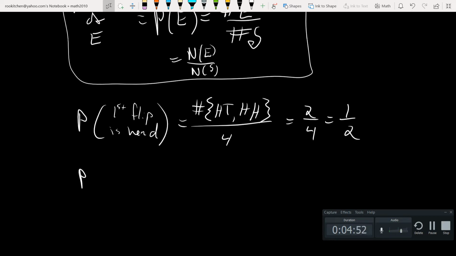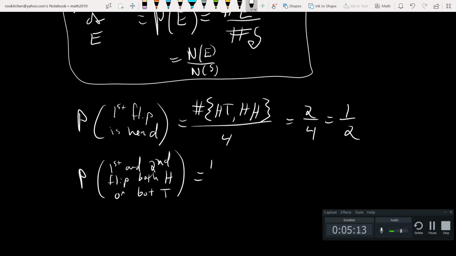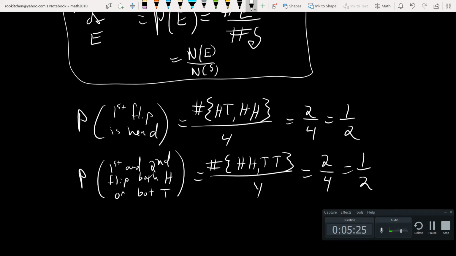What about the probability that A and B are both heads or both tails? The first and then second flip, both heads or both tails. That'll be 1/2 again, because the things in that event space are heads, heads, and tails, tails. There's only 2 of them out of the 4. So again, that's 2/4, which is a 50% chance.